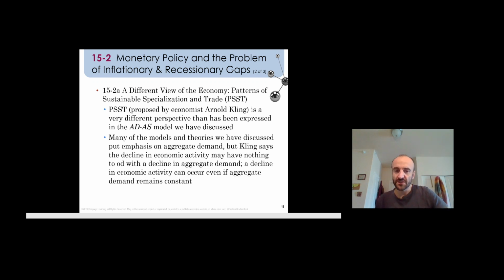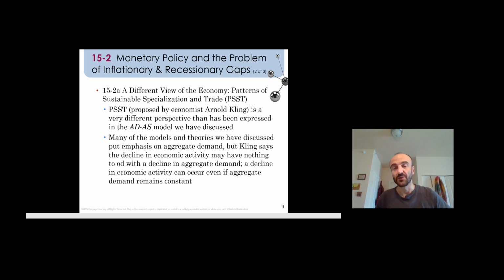The problem is that something is wrong structurally with the economy, that something is out of whack, that the economy is not internally adjusted, that the way people produce and what people produce is not matched very well to what consumers want to buy.